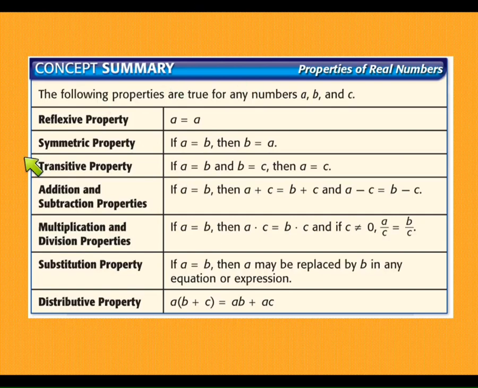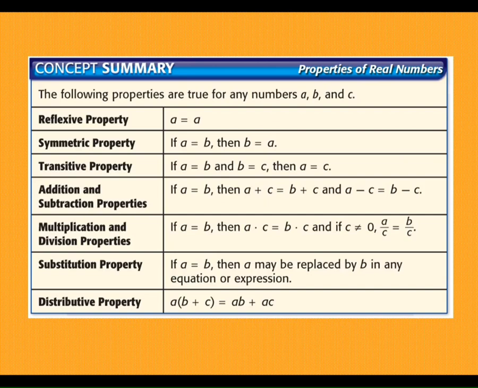On our reasons for our two-column proof, in algebraic proofs, we oftentimes use these properties of real numbers. So we have to know what these are. We talked about these a little bit last time. The reflexive property says some number or something is equal to itself. A equals A, 10 equals 10, 5 equals 5. That's called the reflexive property.